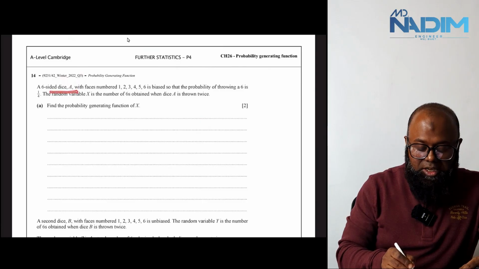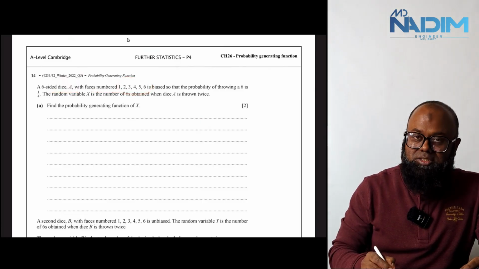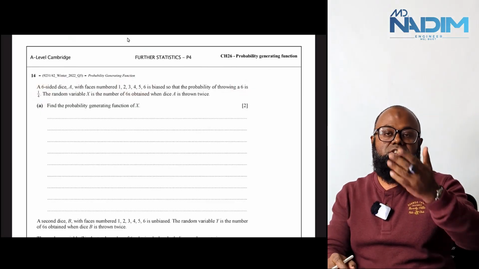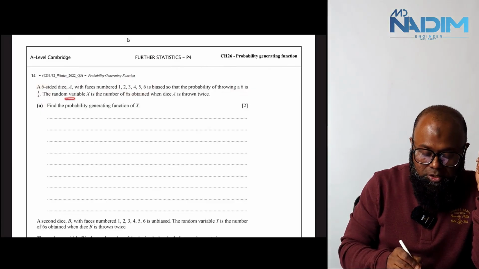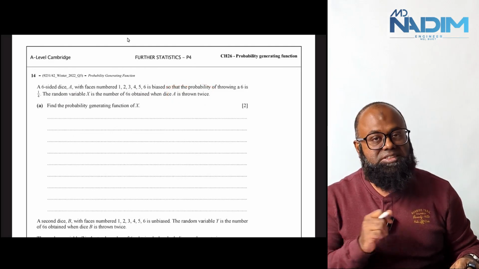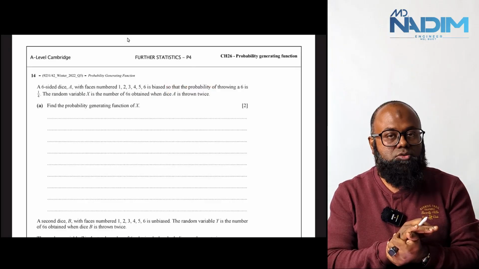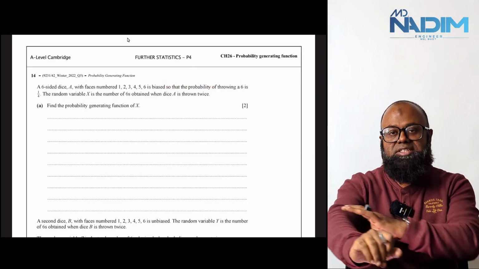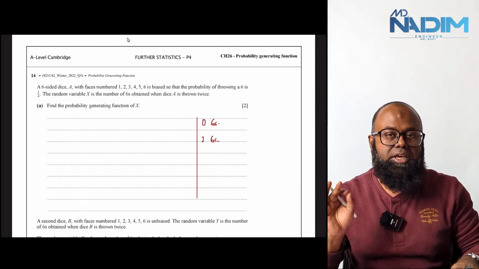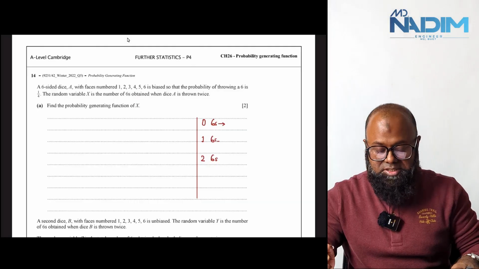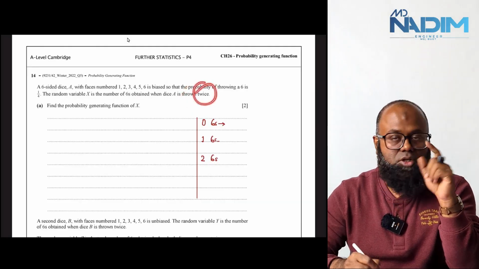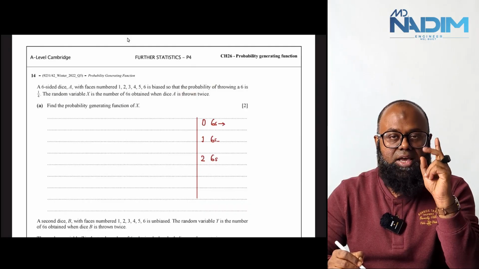A 6-sided dice A with faces numbered 1, 2, 3, 4, 5, 6 is biased, so that the probability of throwing a 6 is 1 by 4. So, not 6 should be 3 by 4. The random variable x is the number of 6s obtained when dice A is thrown twice. Sorry, I said thrice, but it was thrown twice. So what can be the outcomes? I can have 0 sixes, 1 six and 2 sixes.